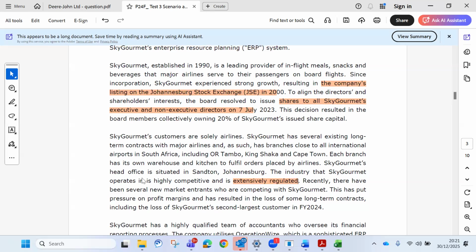Then Zama says non-compliance with King 4 committee requirements, non-executive 20 shares. You see now, they are making assumptions for yourself. This part, non-compliance with 20% shares by the board. Is there anything that says the decision resulted in the board members collectively owning that? So now you want to give yourself things that are not there. Do you get what I'm trying to say?